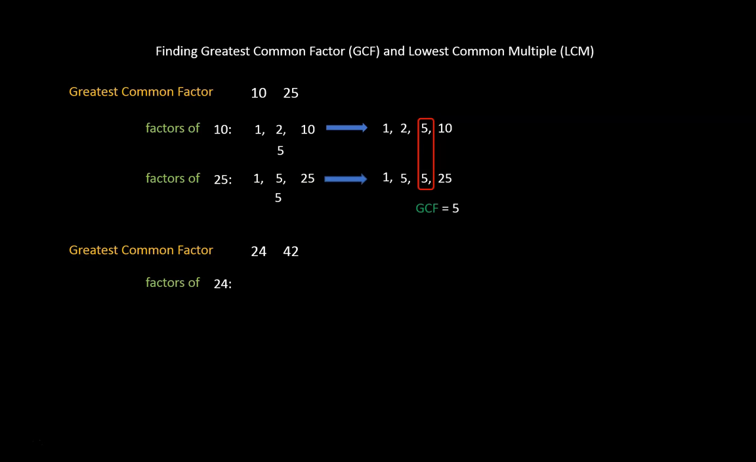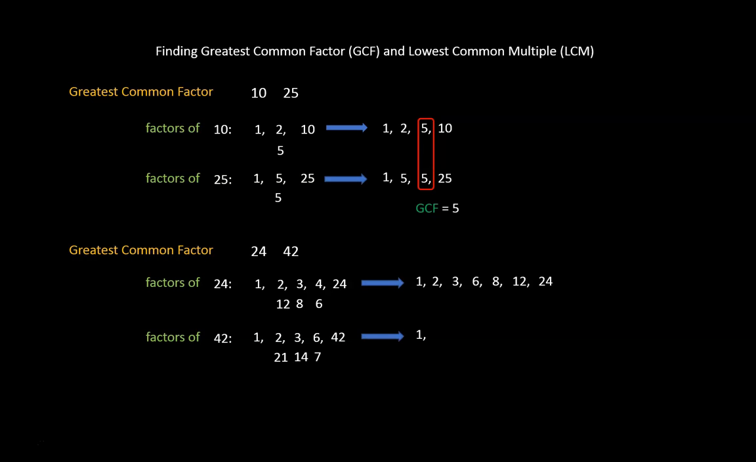The factors of 24 start with 1, then 2, which divides into 24 12 times, making 2 and 12 factors. 3 divides evenly to give 3 and 8 as factors. 4 and 6 are factors. The last one is 24 itself. Let's line them up in a row and do the same thing for 42. First 1, then 2 and 21, then 3 and 14, then 6 and 7, and lastly 42 itself.